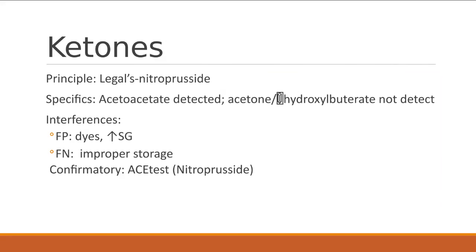Ketones, there are 3 different types of ketones, but your chem strip is only going to detect acetoacetate. So this is what we're seeing, acetoacetate. That's the only one that's going to be detected. It won't detect the other 2 forms of ketones. Your ketones and your glucose go very hand in hand. Most of the time, not all the time, they can be positive together.